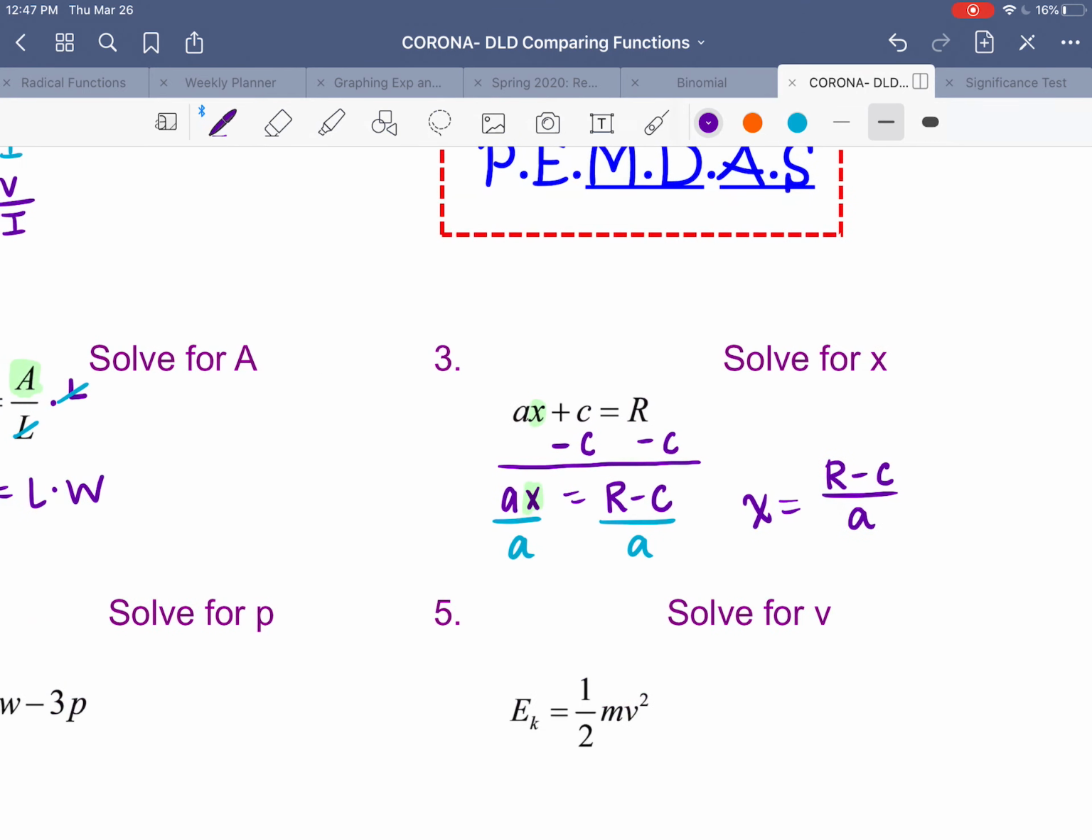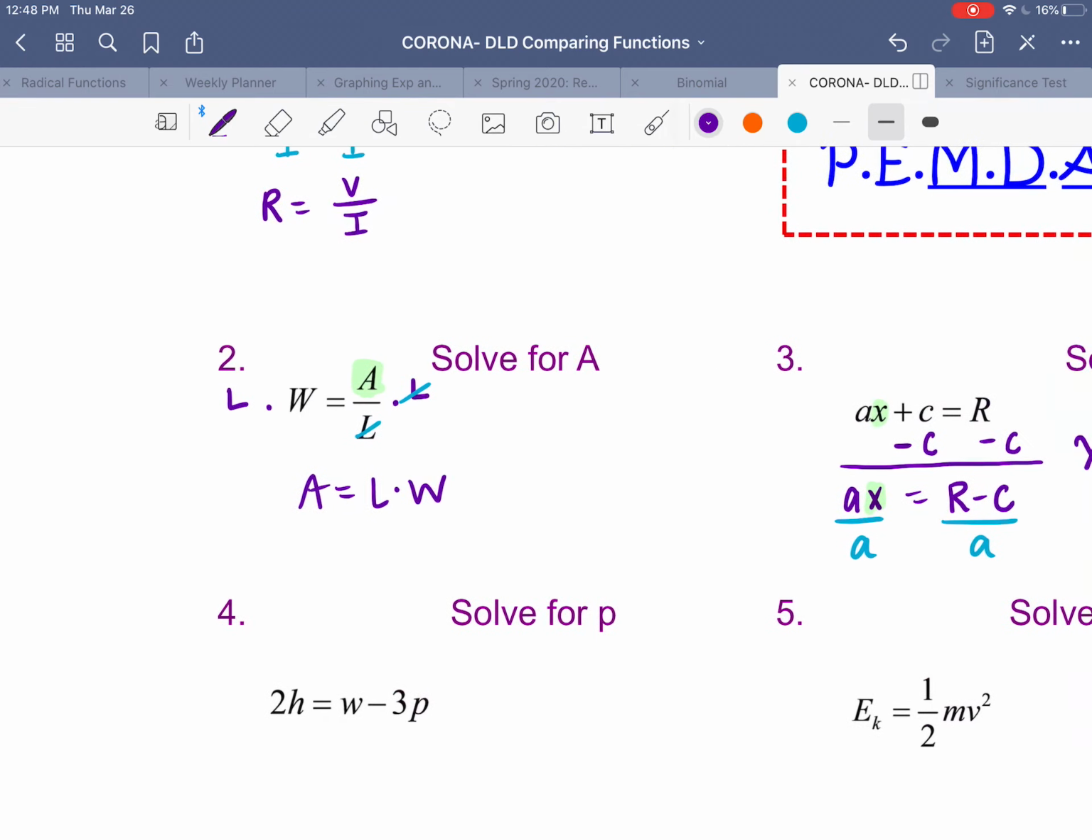You could also write it by splitting up this fraction. So you can also write it as R over A minus C over A. So those are two different ways to write it. Either one is fine, but it's good to know for multiple choice purposes in case you have an answer that looks like that.